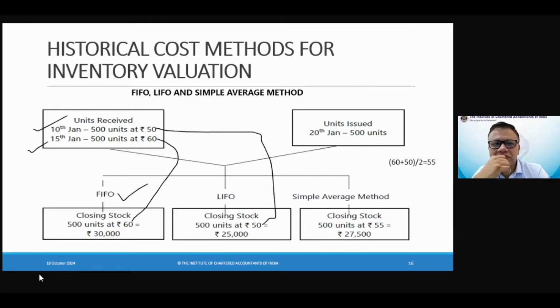Oh, sir. Okay. So now simple average is 60 plus 50 by 2, 55. So you get the closing stock for 500 units at 55 rupees. You get 27,500.